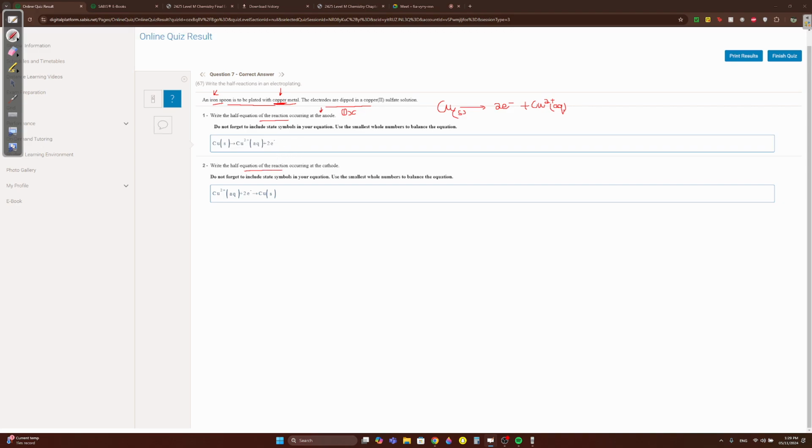The half reaction at the cathode. At the cathode, remember the cathode is the one that's undergoing reduction, red cat. And what's at the cathode? It's the spoon that's gaining mass. So reduction is gain of electrons. So Cu2+ is going to gain 2 electrons to produce Cu solid. And then obviously aqueous over here.